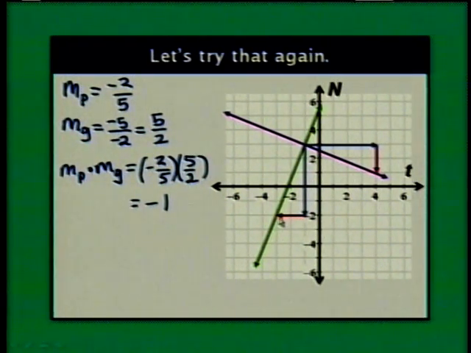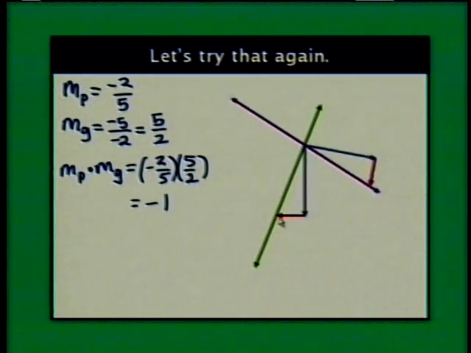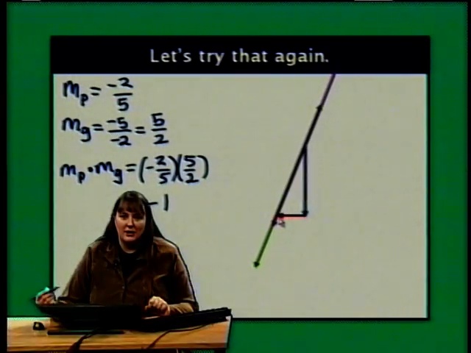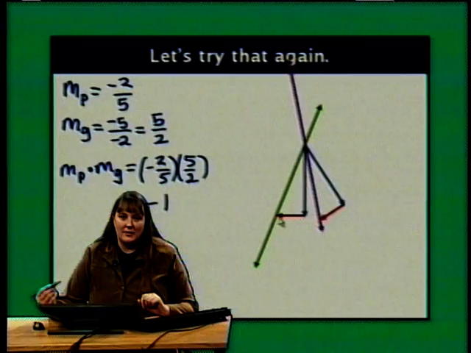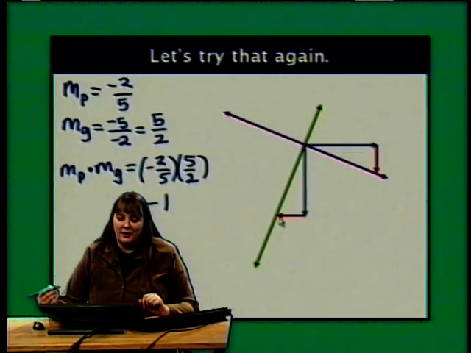Let's see if we can see this a little bit better. I'm going to take the purple line and rotate 90 degrees to the left. When this happens, we see the run on the purple line becomes the rise downwards on the green line. And the rise on the purple line becomes the run on the green line. Let's look at one more thing here.